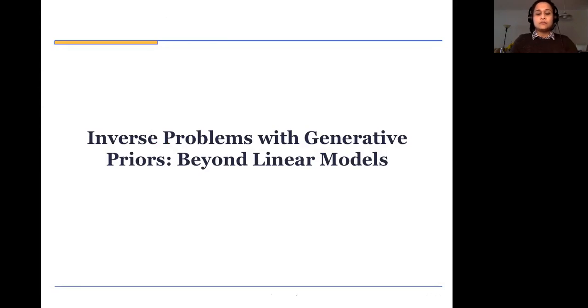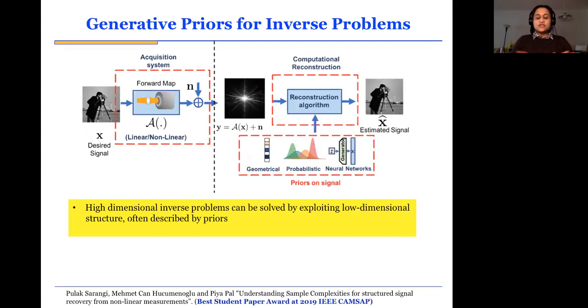I will end my talk with a brief discussion on generative priors. So what are generative priors? An inverse problem, broadly speaking, is something like this. You collect measurements, let's say Y, where the measurements are related to the object of interest, let's say a signal or an image, through an operator A. So you are observing X through this map A, and there is also possibly noise N added to it.